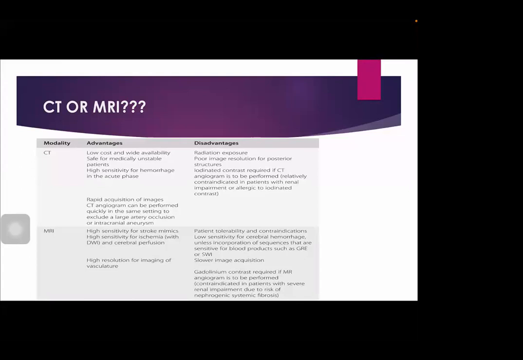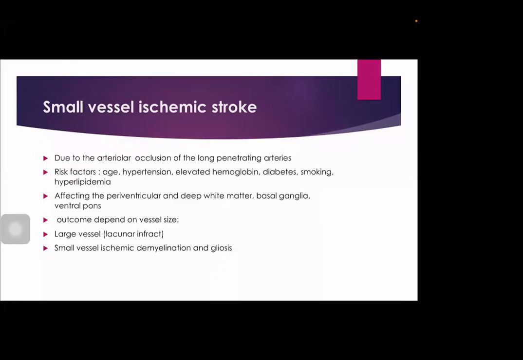MRI has the advantage of high sensitivity for stroke and stroke mimics. It has high sensitivity for detecting cerebral perfusion and high resolution, while it has the disadvantage of patient tolerability, long acquisition time, and low sensitivity for cerebral hemorrhage. This was about large vessel thromboembolic disease. We have the small vessel ischemic stroke.